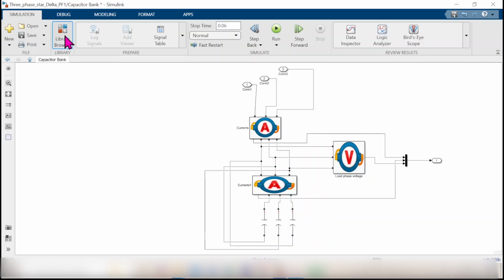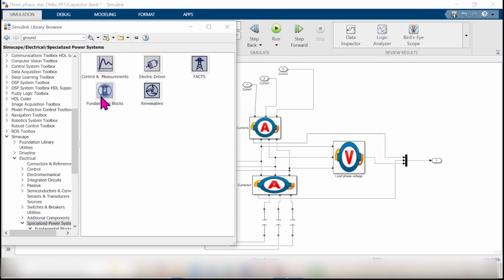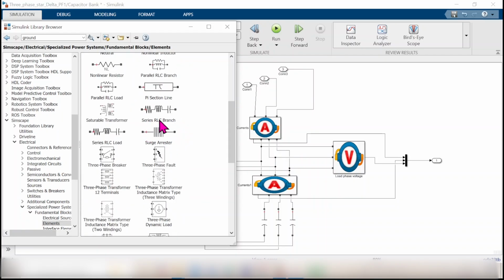From where did you get this one? So let's look in the library browser: Simscape, Electrical, Specialized Power Systems, Fundamental Blocks, Elements. When we scroll down, we are going to find Series RLC Branch and Series RLC Load. If you'd like to specify in terms of watt and var, you choose the load one. If you are going to specify in terms of ohm, henry, farad, you choose the branch. We have a pure capacitance now, so we choose the load and put the power P as 0, and the positive var as 0, and we put the negative var value. So let's drag that one and drop it here.